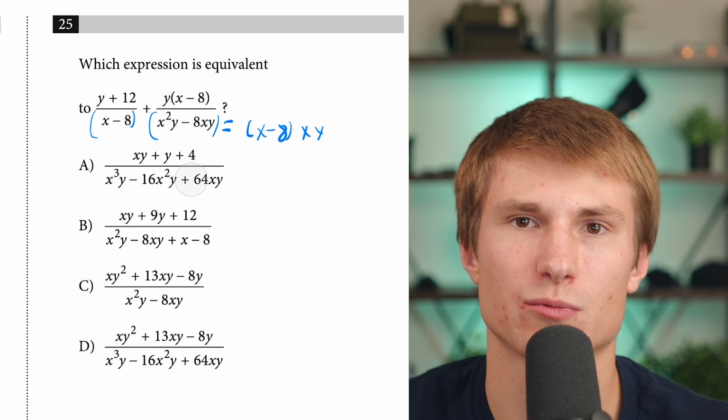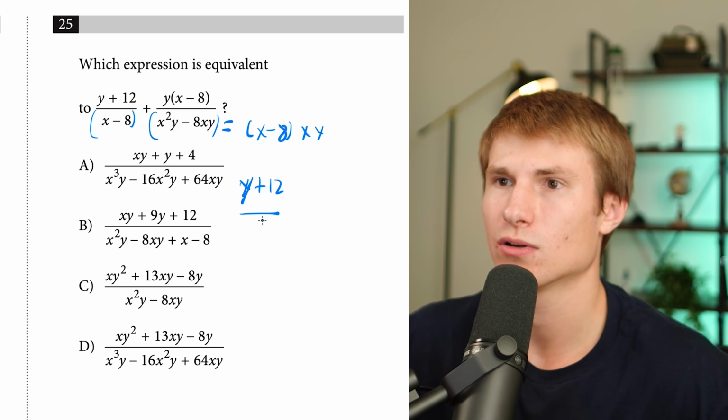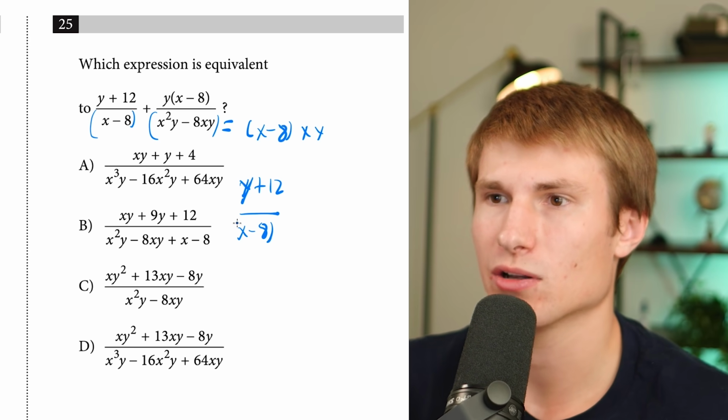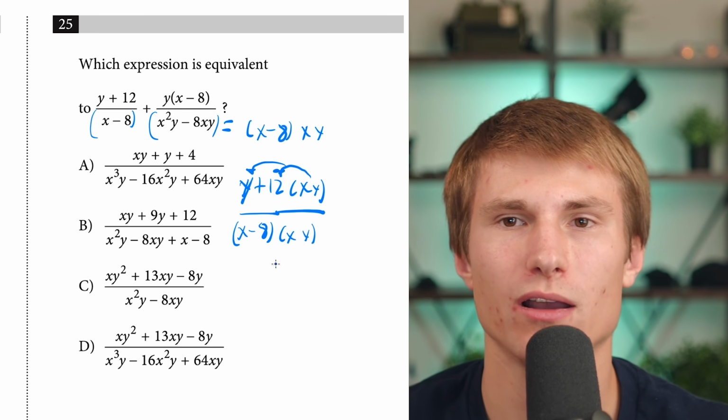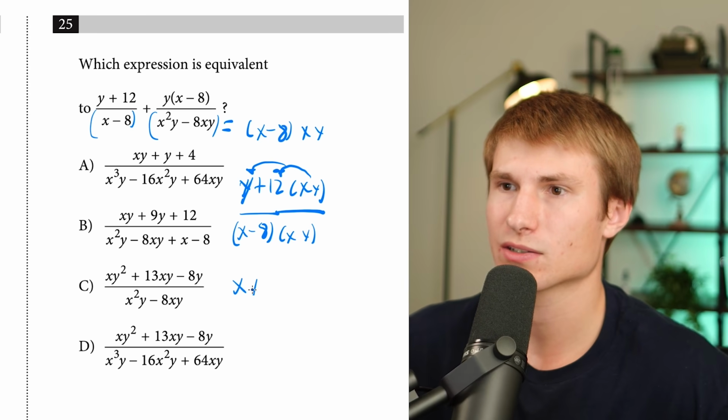But what we do have to do is with this y plus 12 over x minus 8. Okay, we ultimately need to multiply this by xy over xy. Okay, so now we have to go ahead and distribute our xy to 12 and also to y. Once we do that, we're going to end up with xy squared plus 12xy.